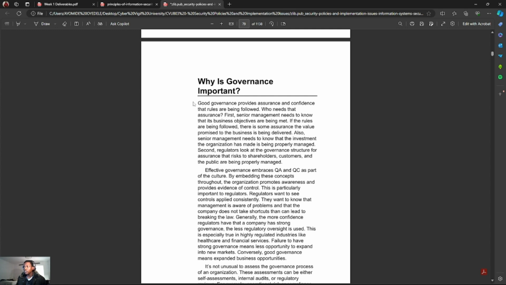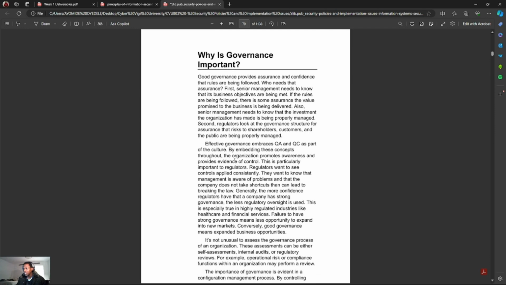Now, why is governance important? The first thing we need to understand is that senior management has what are known as business objectives that need to be met. If the rules are being followed, there is a level of assurance that what the business promises will be delivered. And how is Cyber Vigil University, for instance, able to deliver lectures online with the participants in classes right now? It is because we had governance that was put in place and was being followed and met. That's why up until this moment, we are able to have these classes delivered.